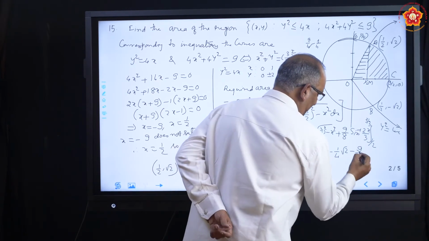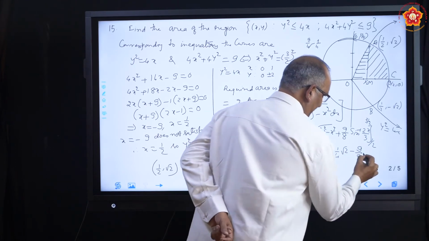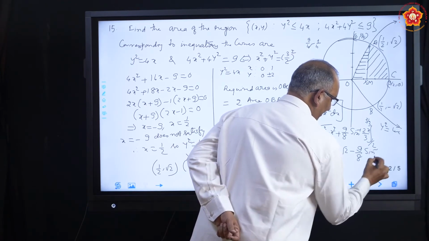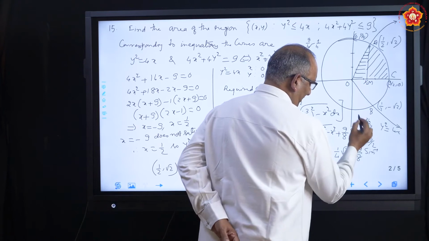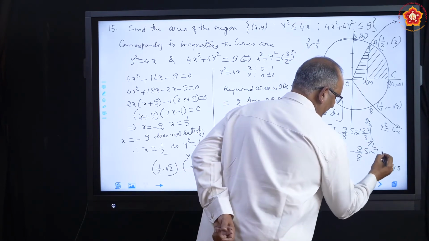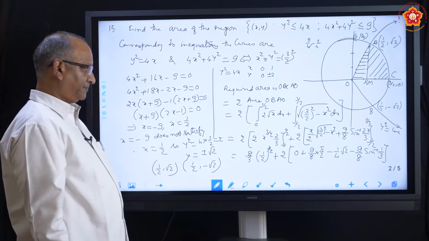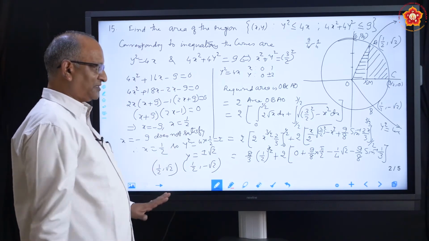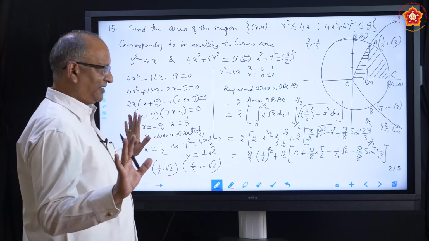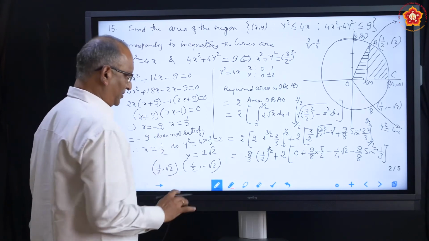Substitute 1 by 2, you will get sine inverse of 2 by 3 into 1 by 2. 2 and 2 will get cancelled, you will get 1 by 3. Simplify as much as possible, and then the rest you can leave as the answer. You don't need to worry about it.